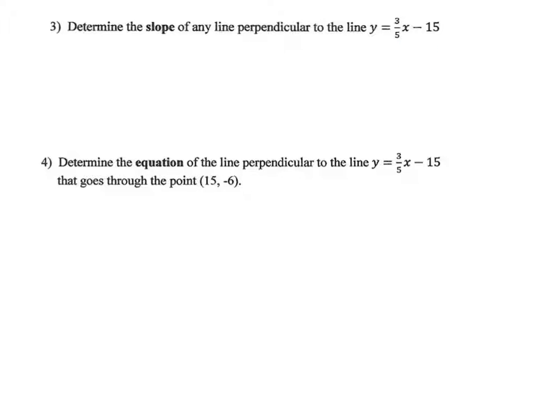So a couple things we need to consider here. The first thing is that we need to be able to look at that equation and identify its slope. That equation's in slope-intercept form, and m, the coefficient of x, is always going to represent the slope. So our slope of this line is 3/5.